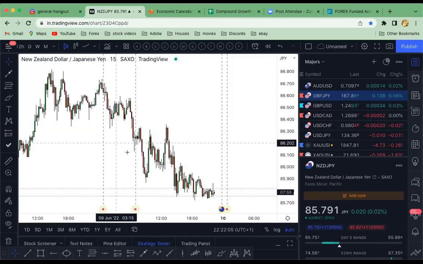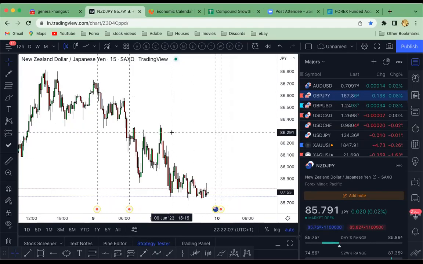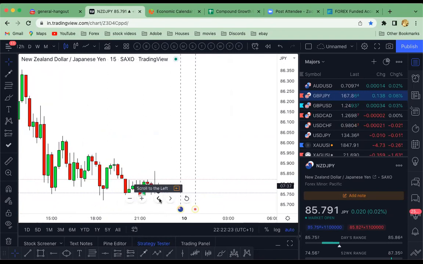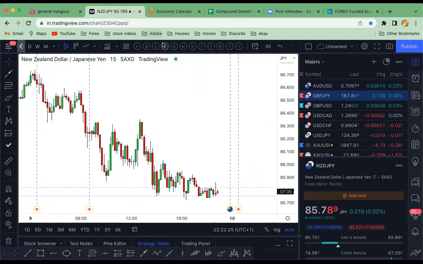Zoom. Share my screen again now. Should be able to see my screen again. Can you see my screen, people? Okay, so let's just go here. I'm just going to go back to that NZDJPY question, and let's go to a 4 hour chart.